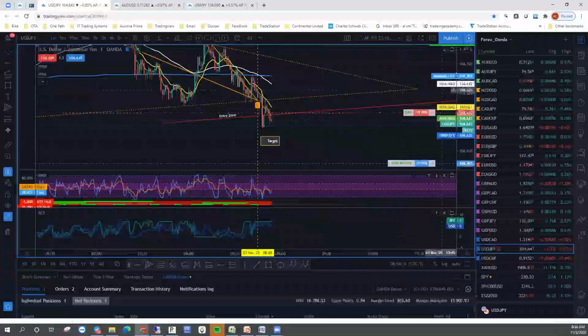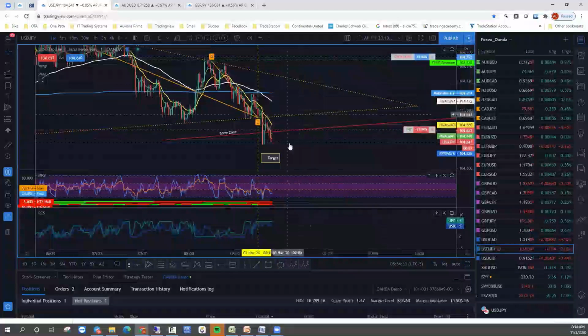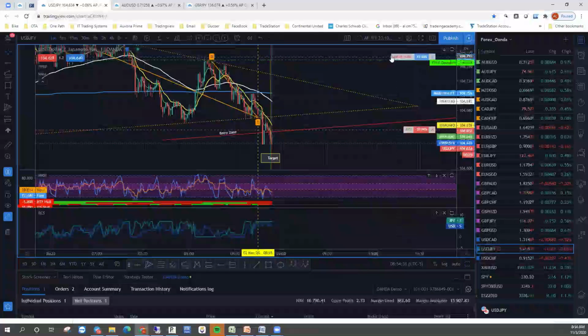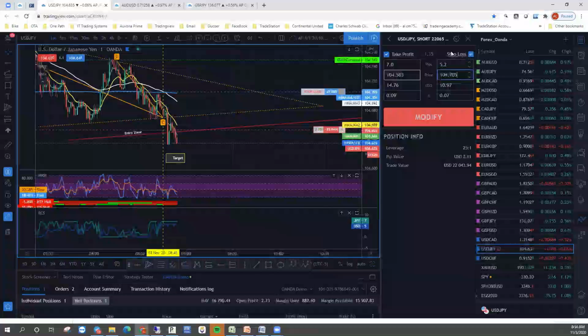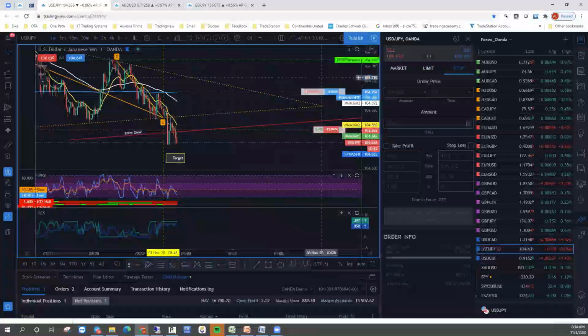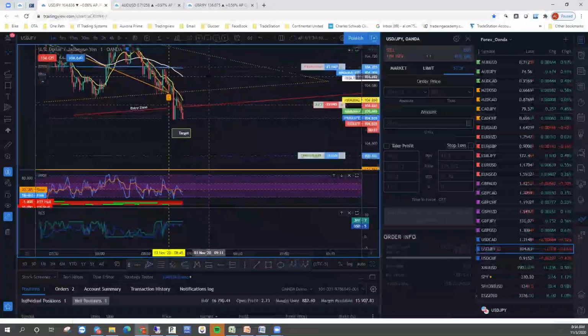So right now you can pretty much just follow this 30 minute or this 1 minute 62 up here. You can pretty much keep your stop above that. Because if this thing works, it should hit our target. If it doesn't, we'll mitigate our losses. And I'll put it right there. Right now, I've got a 5 pip loss on this thing. 7 pip target, 5 pip loss.